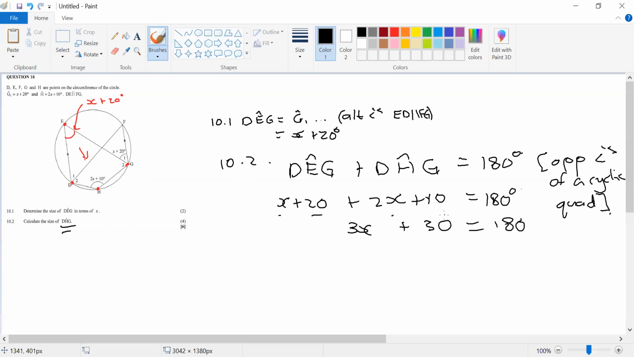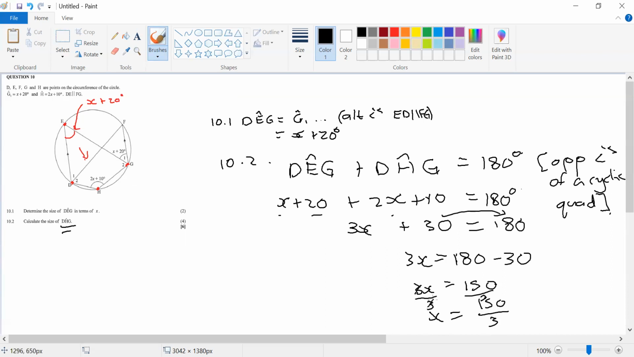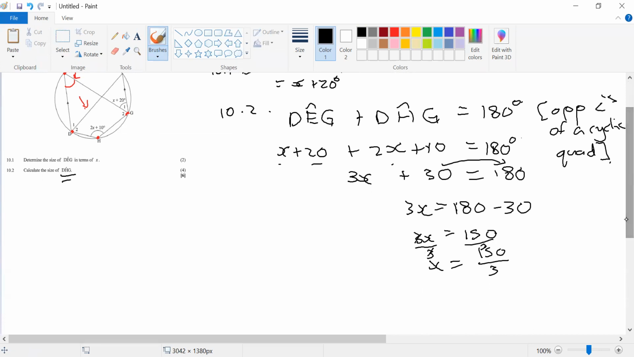And now from here, I'm going to take the plus 30 across. This is going to become 3X is equal to 180 minus 30. So 3X is equal to 150. And then X is equal to 150 over 3, because you're going to divide both sides by 3, and on the left, it'll just cancel out. And now when you put that in your calculator, you're going to get 50 degrees as your value for X.